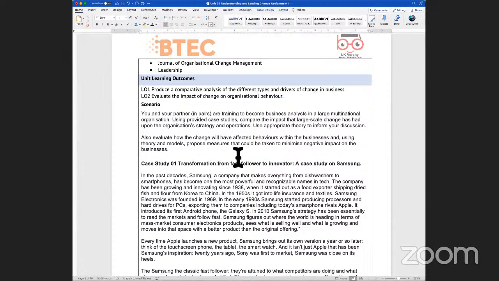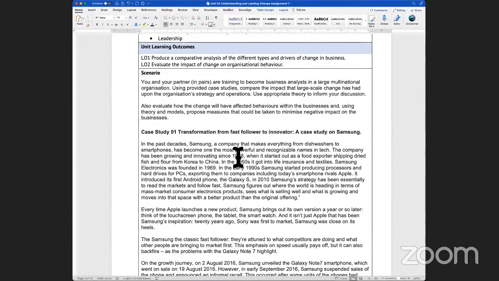Now, let's look at the scenario. We've looked at 2 case studies, and the reason for case studies is that in order to do a comparative analysis, you need to understand the 2 organizations and have information in detail to understand what is being asked for. Although we clearly know from the learning outcome that the comparative analysis is on different types and drivers of change.